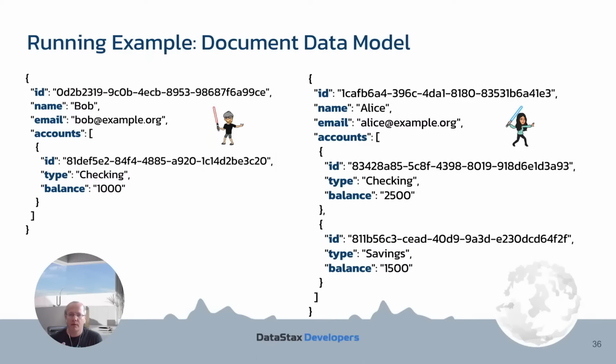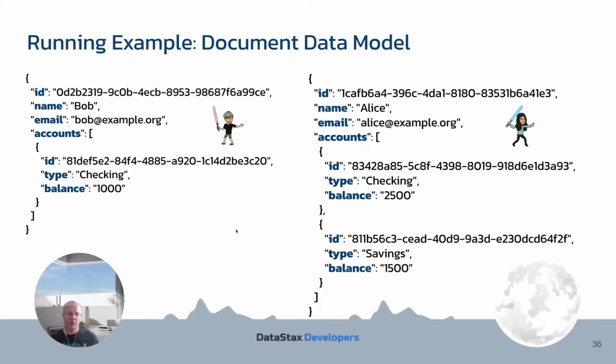Okay. So we have the ID of a user, name of the user, Bob, email, and then accounts will be an array with, in this case, just one element where we have the ID of an account, type of an account, and balance. In case of Alice, we have an array with 2 elements. We have the checking account and we have savings account.